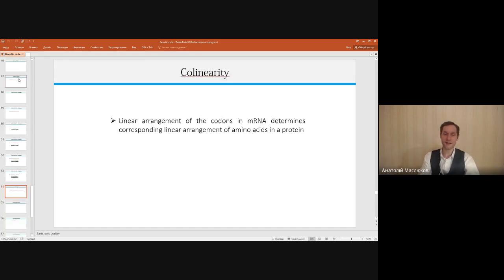Collinearity. Collinearity tells you that the linear arrangement of codons in messenger RNA determines the corresponding linear arrangement of amino acids in the protein. So there is a linear chain of messenger RNA, and there is a linear chain of the primary structure of the protein.